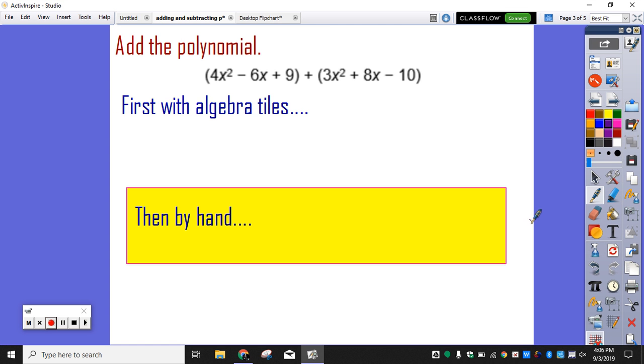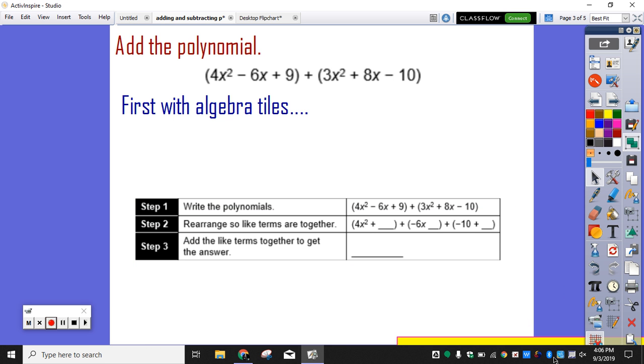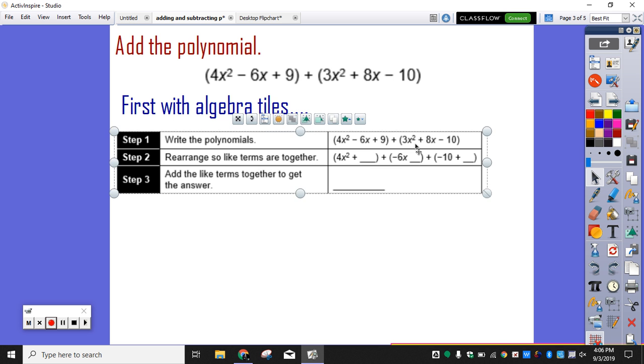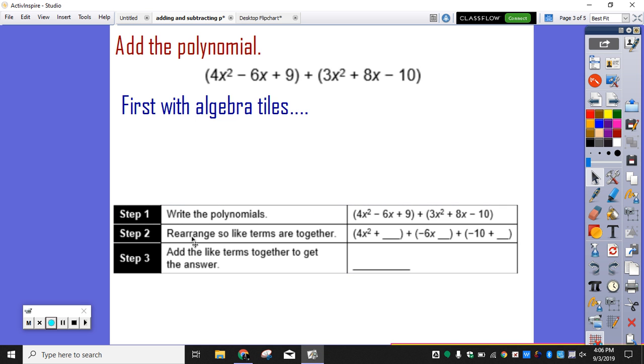Now, if I was asked to do this by hand without the algebra tiles, there's a few steps I would take to accomplish that. So I'd write down the polynomials, and then I would rearrange so my like terms are together. And so this 4x squared and 3x squared, they are like terms because they have the same variable and the same exponent. And so I need a little 3x squared here in this blank.